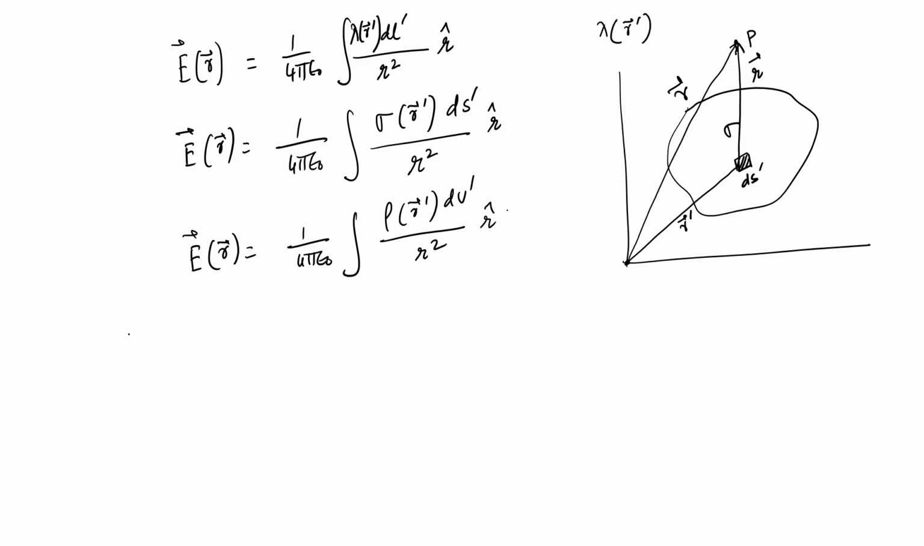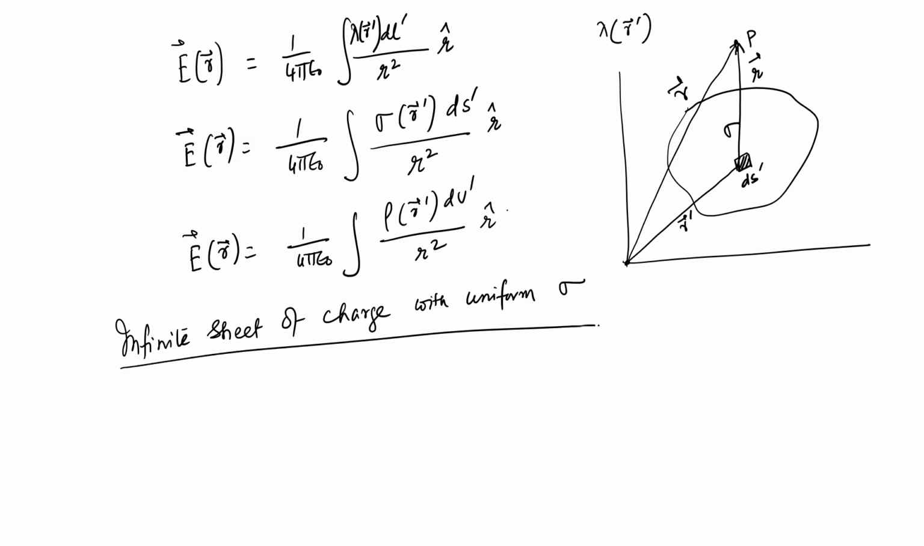So, we take an infinite sheet of charge. Okay. So, it is a sheet of charge, which means that it has surface charge density, and we say that it is with uniform sigma, okay, which means uniform surface charge density.